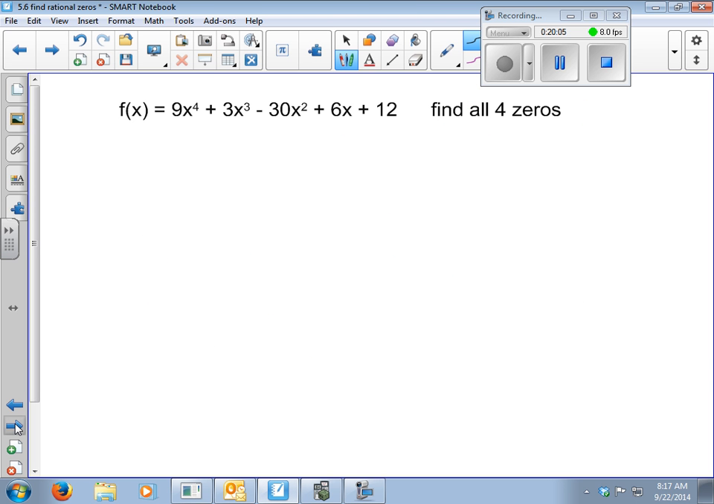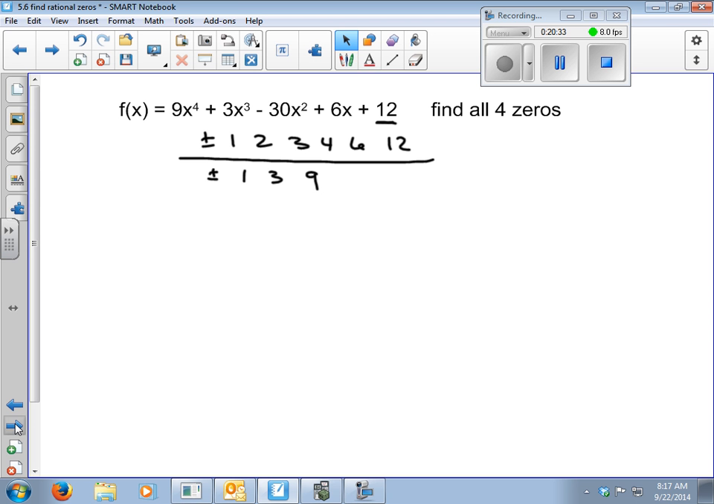Okay, we're going to do one more example. 9x to the fourth plus 3x cubed minus 30x squared plus 6x plus 12. Possible solutions: plus and minus from 12 would be 1, 2, 3, 4, 6, 12. And on the bottom, plus and minus 1, 3, and 9. Okay, so we've got a big list again.